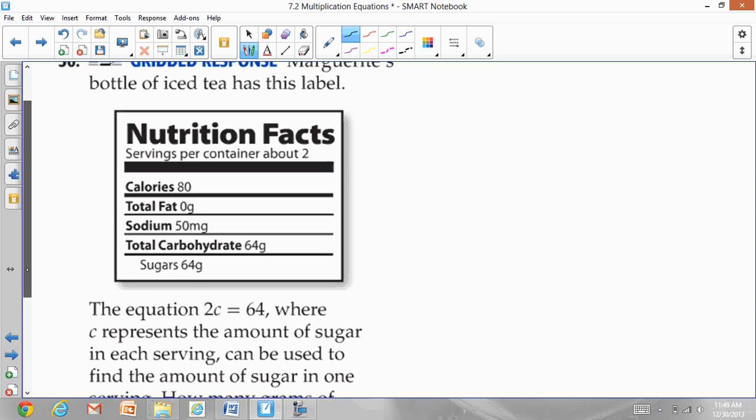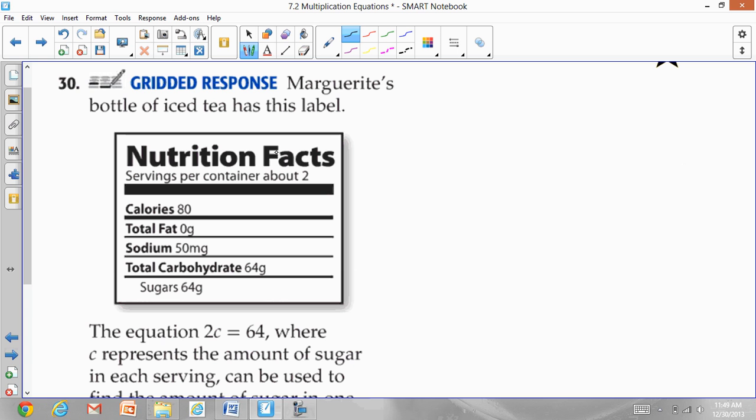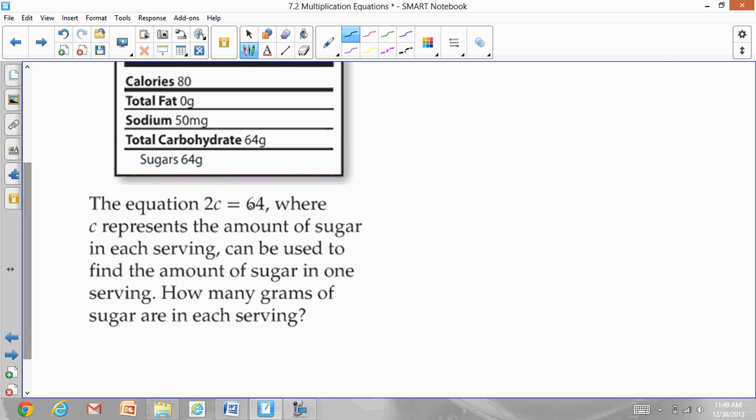This is also an FCAT type question where you're given a nutrition facts label to read. Calories 80, total fat 0, sodium 50, total carbohydrates 64, sugar 64. So now they're giving you a question. The equation. Now the moment they give an equation, that becomes your starting point. So 2c equals 64. That is where you need to start working out your question.